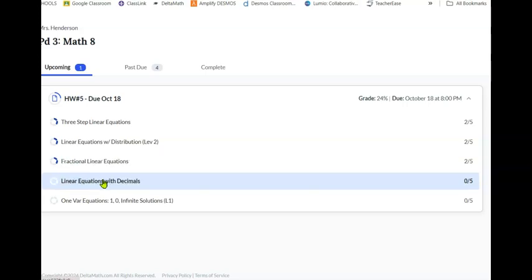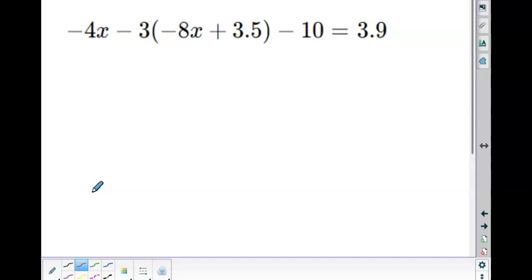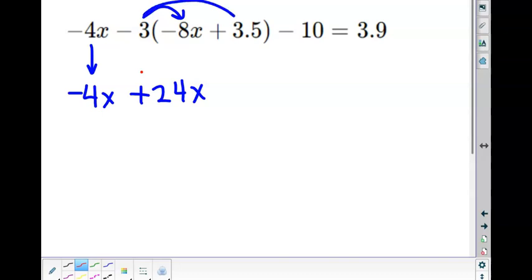Let's take a look at the fourth section here, equations with decimals. Again, you may want to use your calculator, but be careful when you're distributing. Sometimes there are items in front, but they are not what's being distributed. What's being distributed is the number that is actually touching the parentheses. So for us, we're just going to bring this -4x down. And then we're going to multiply -3 times -8x, which is positive 24x, and then a -3 times 3.5.